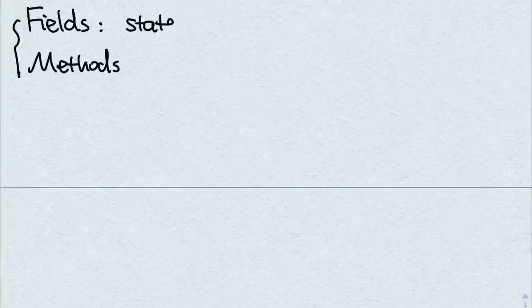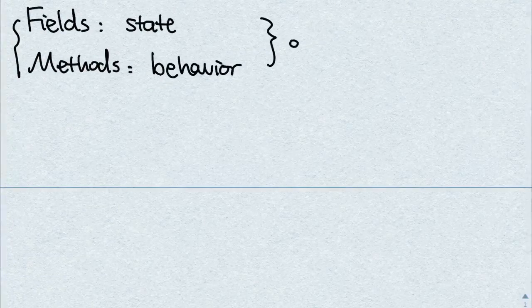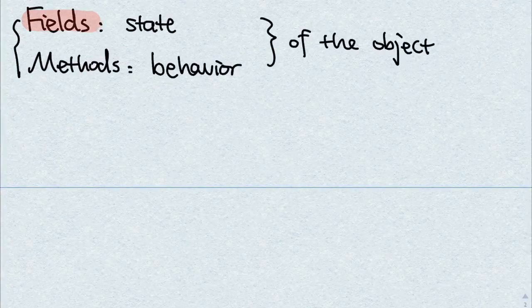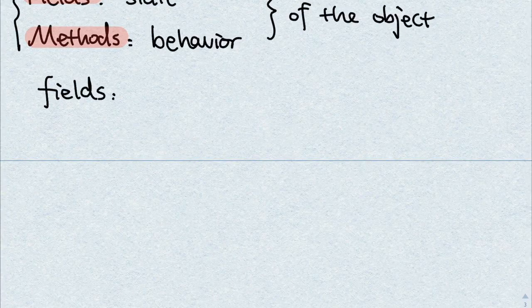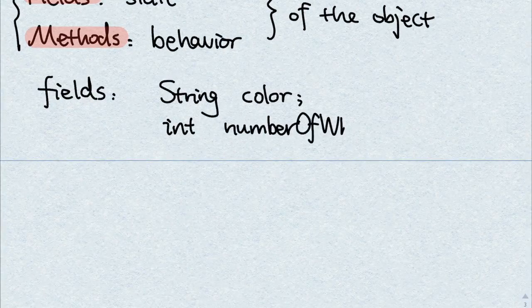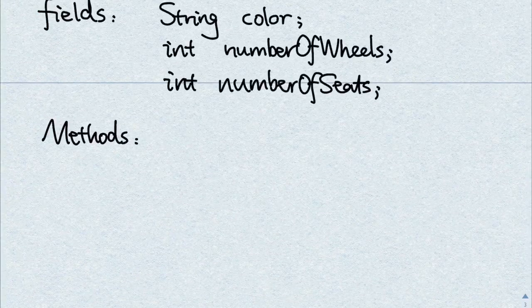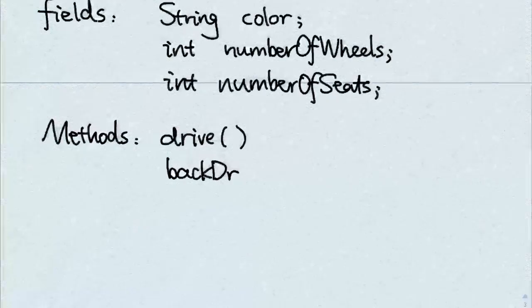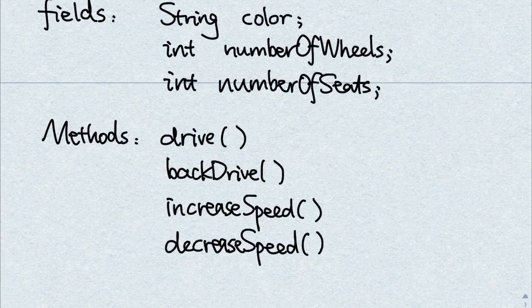Then, an important knowledge is fields and methods. Fields are used to describe the state of the object, and methods are used to describe the behavior of the object. For example, for a car, its fields, or its states, can be color, which is a string, number of wheels and number of seats, which are integers. Also, its methods, or its actions, can be drive, backdrive, increase speed and decrease speed, which are common behaviors of a car.